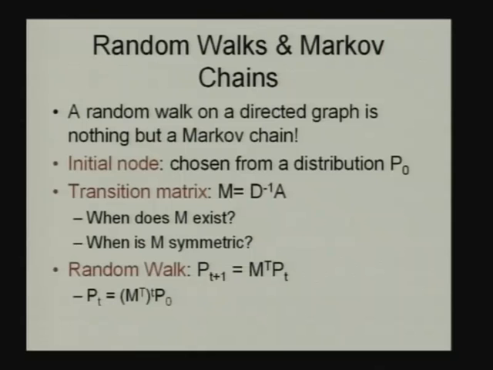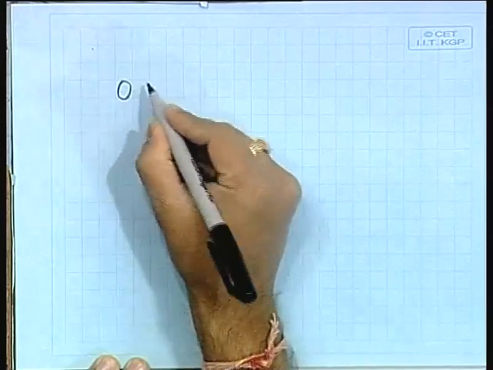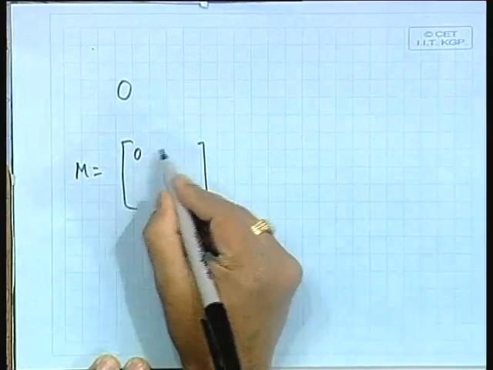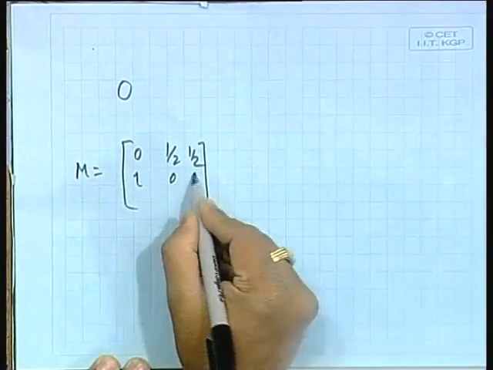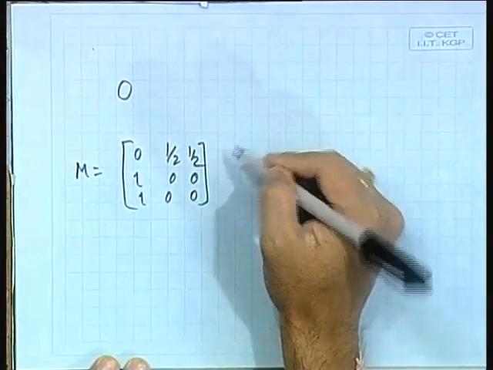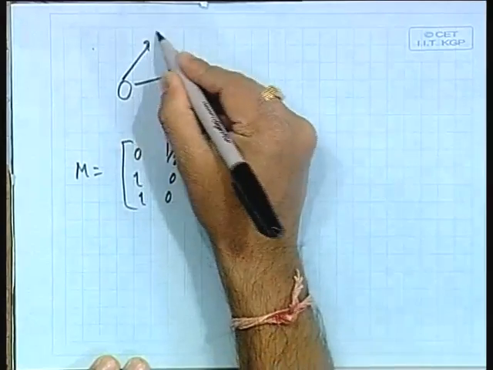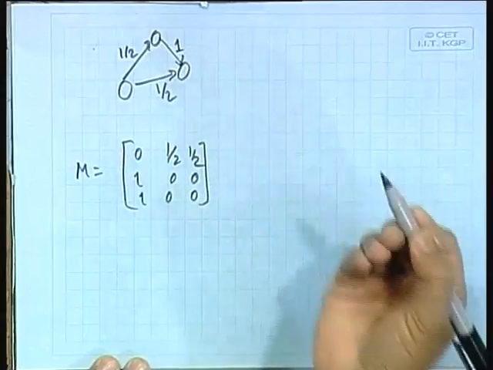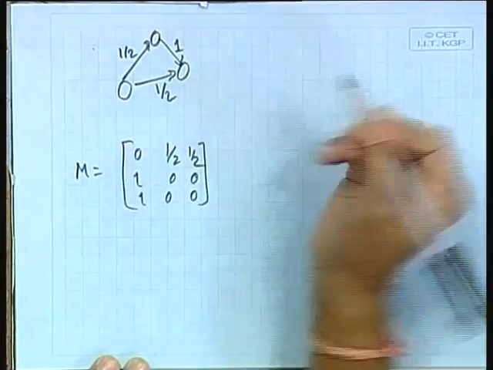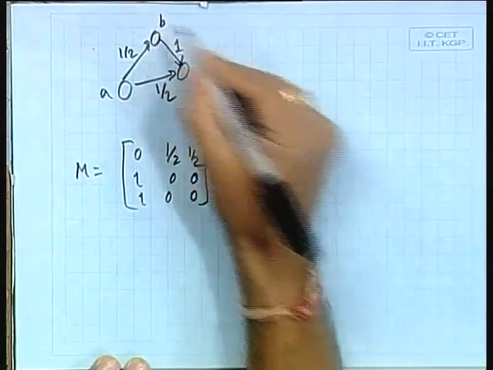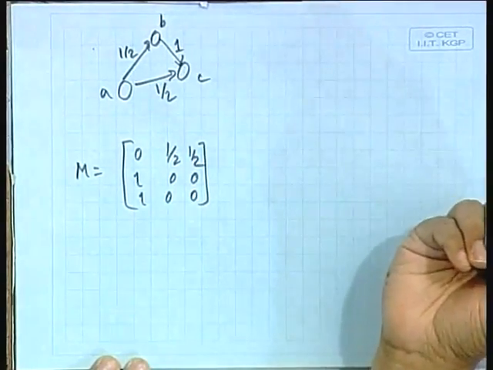Yes. Why transpose? Okay, let us see. So, M is normalized by the out degrees, and so this is half, and say this is 1. So, I give you a distribution that at this stage with probability A you are here, with probability B you are here, and with probability C you are here.